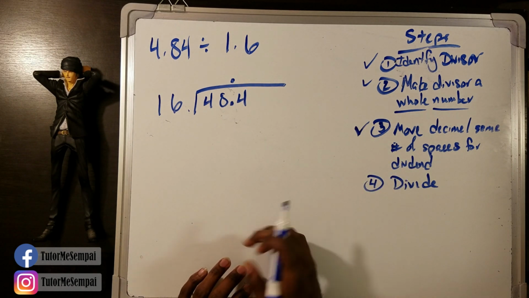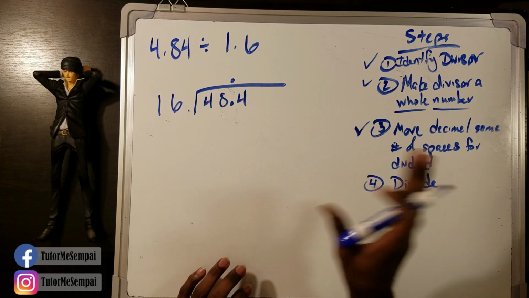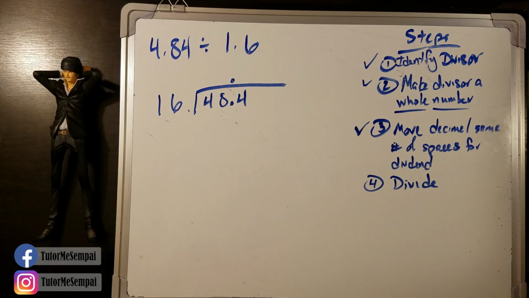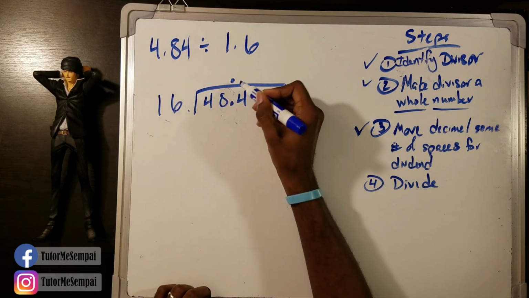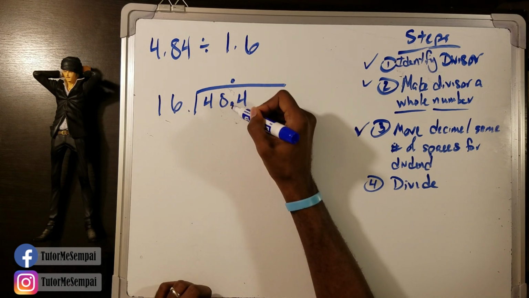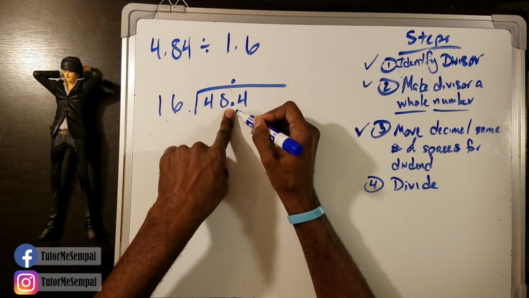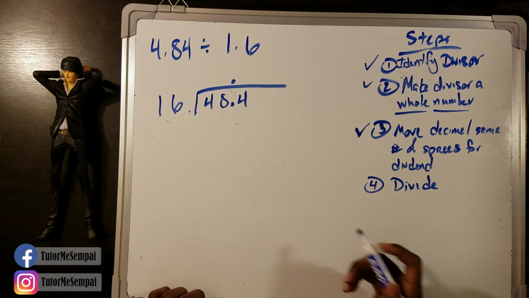So just put it there just to have it there in case you happen to run out of time and you might miss a step. You don't want to do all that work and get the wrong answer. So just quickly put your decimal there. It's going to be right on top where your decimal is inside for your dividend. Now we divide as normal.